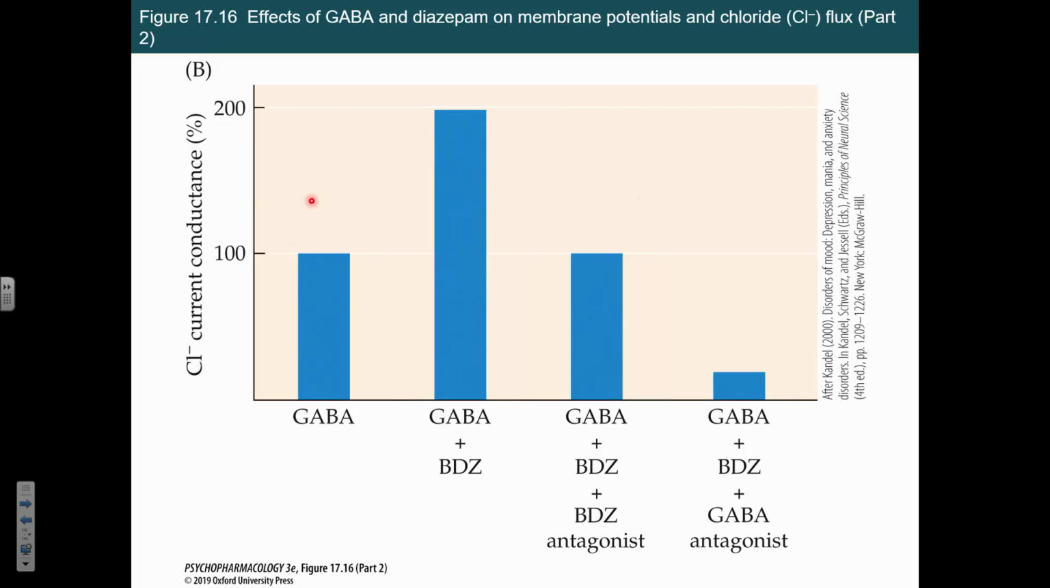I think this is actually a better graph for those of you who aren't really excited about membrane potentials. This is basically showing you current conductance. If you just have GABA, you're getting a lot of chloride in there, right? So 100%, that's pretty awesome. If you add benzodiazepines to that GABA, you can sort of double the amount of chloride coming in. That's a big effect. But if you add an antagonist to the benzodiazepine, so you're giving them a benzodiazepine and then something to counteract it, it brings you right back to where you were with just the GABA.